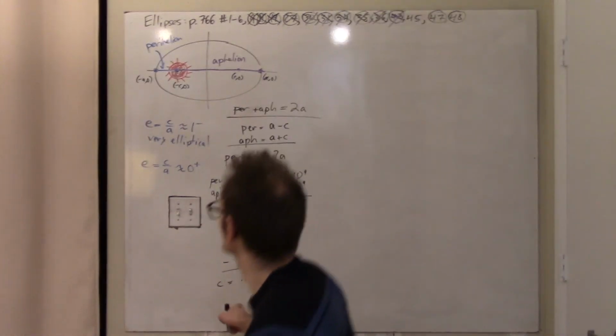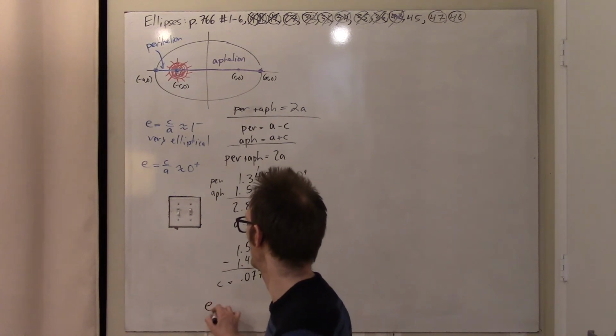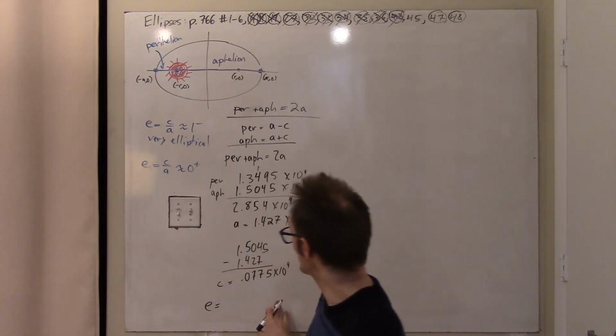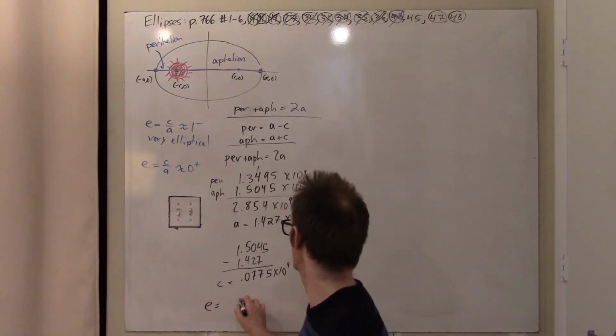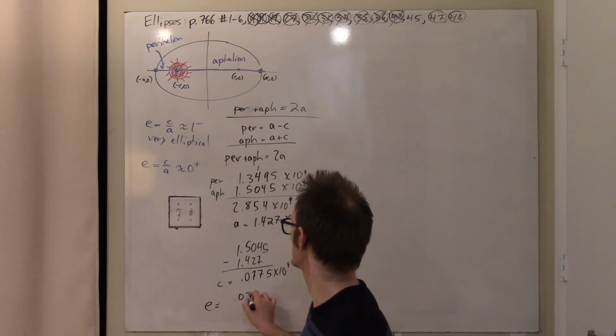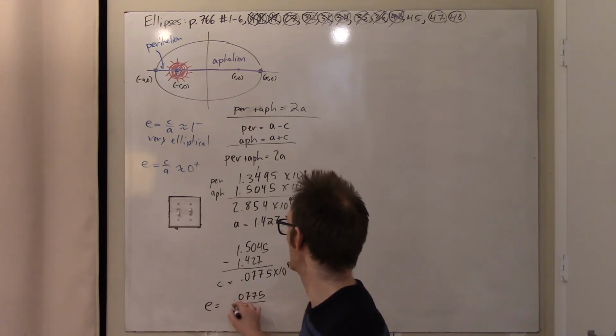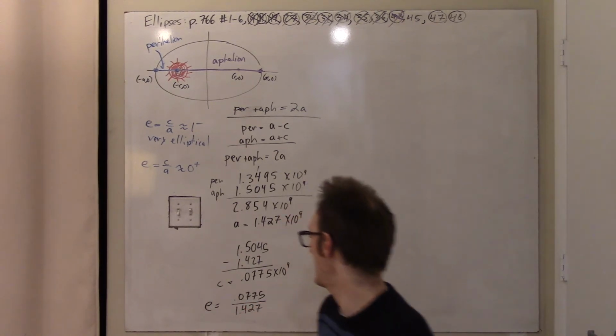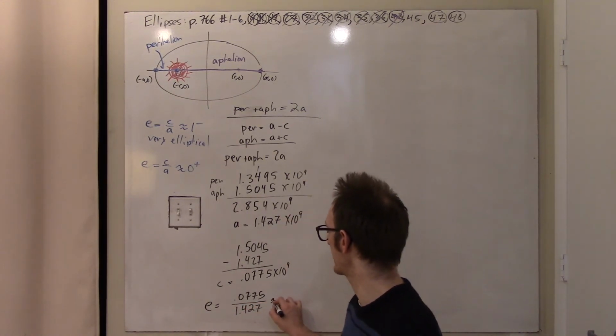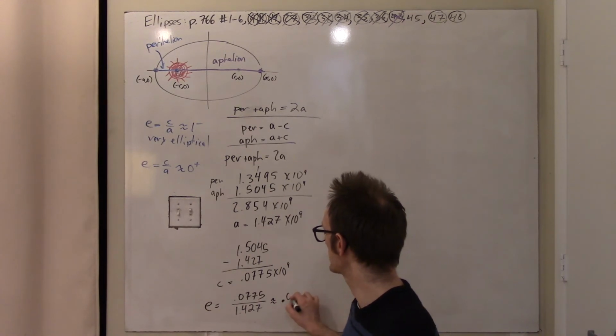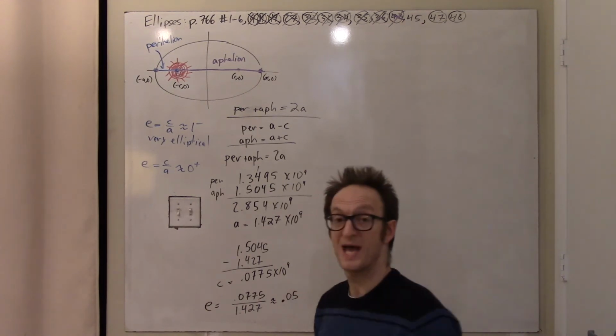And therefore the eccentricity of Saturn, I'm expecting it to be pretty small, is going to be 0.0775 over 1.427. If I'm doing that correctly, that's about 1/20th. So I'm just going to eyeball this, that the eccentricity is about 0.05. And I suppose I have an answer key here, right?